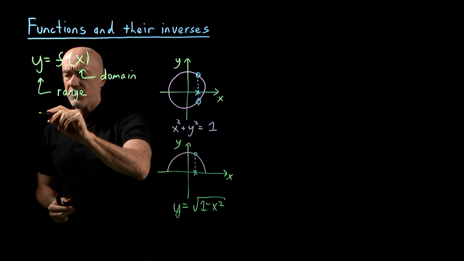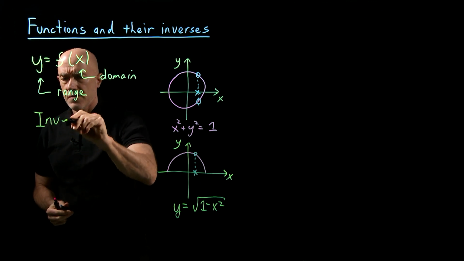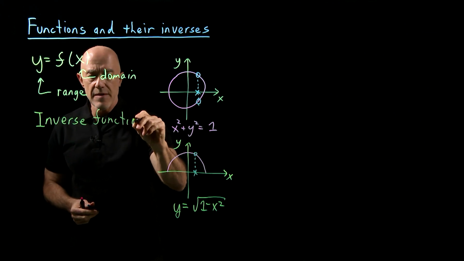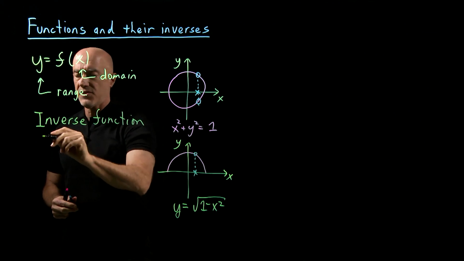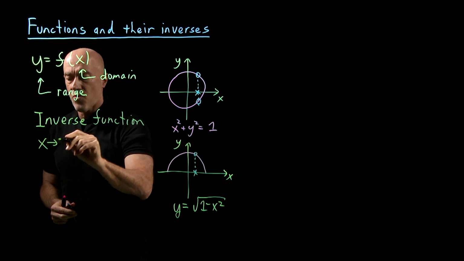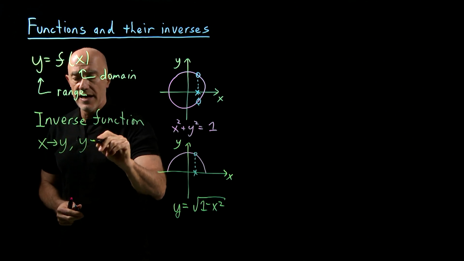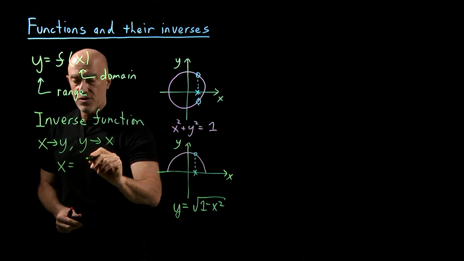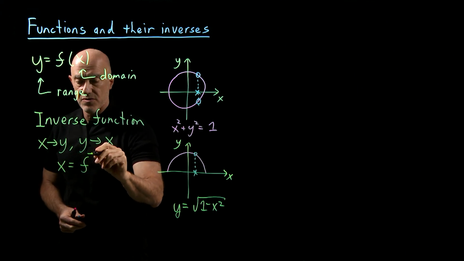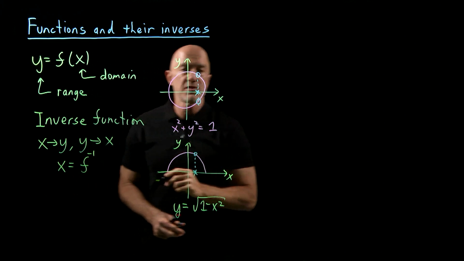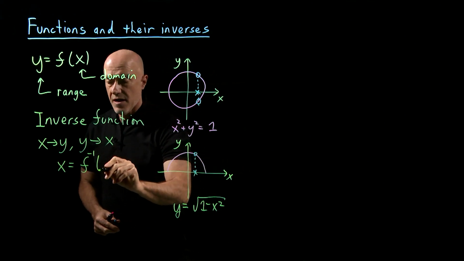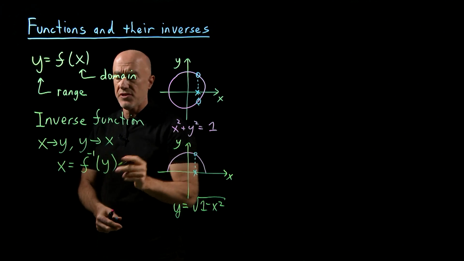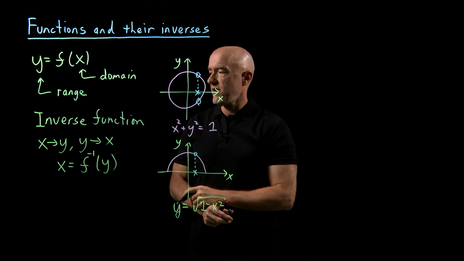What is an inverse function? We can obtain an inverse function from a function by sending x to y and sending y to x. And then we can write x is equal to the inverse of f. We denote that as f superscript minus 1 of y. Okay, so this is the notation for an inverse function.